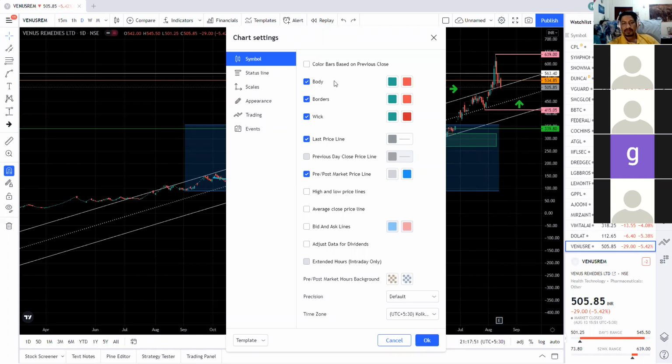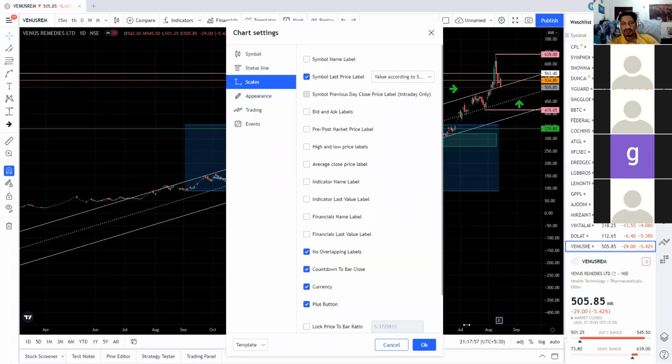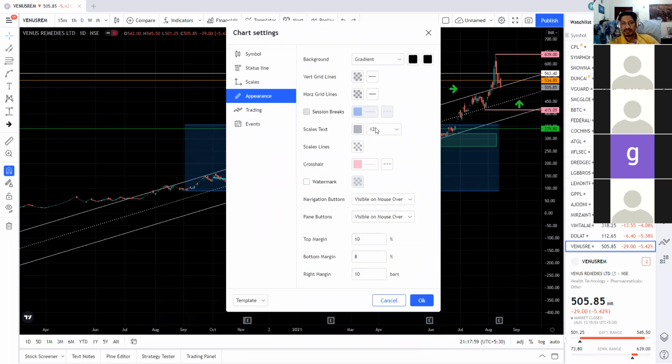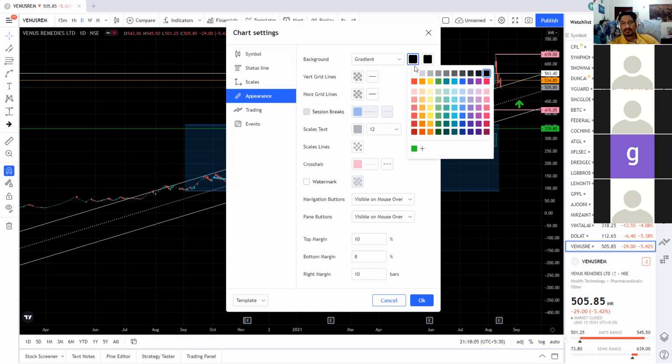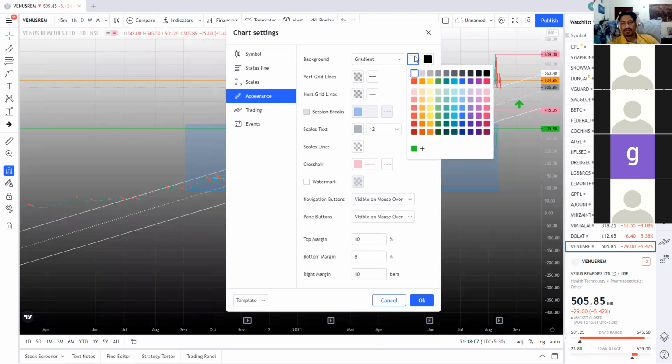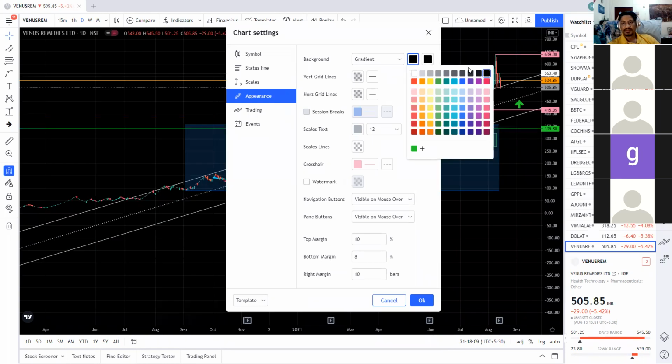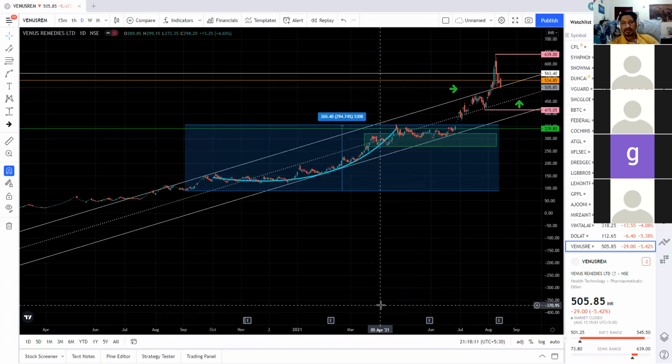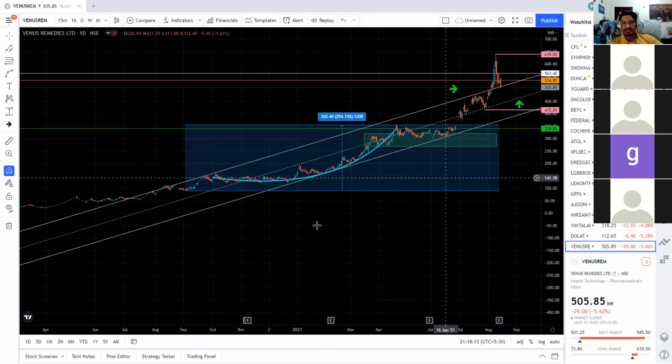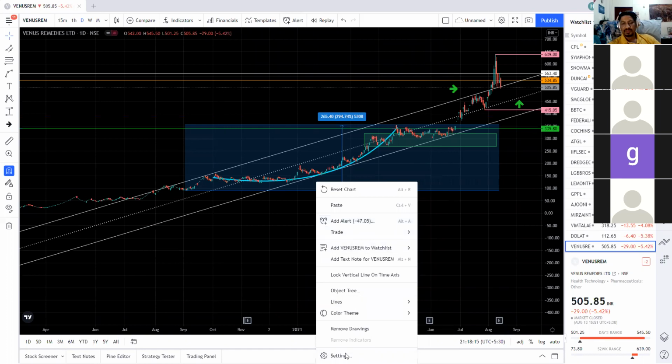Borders, then wick, different aspects, you can select different colors. You can choose your scale levels and appearances, like the background. I have selected the background black. You can select a white background or gradient background, something like this. So you can change the color the way you want from the settings.